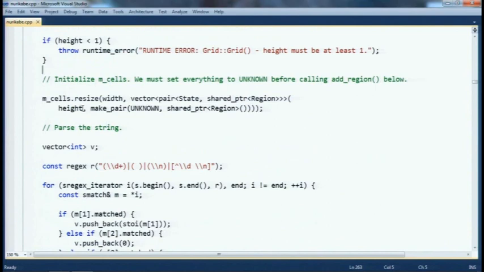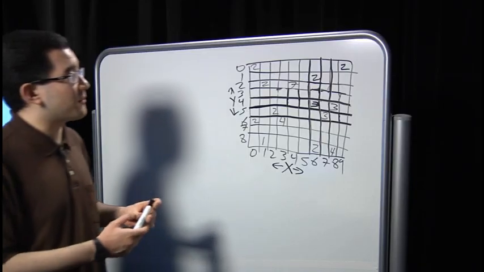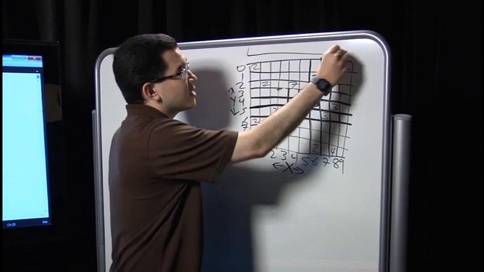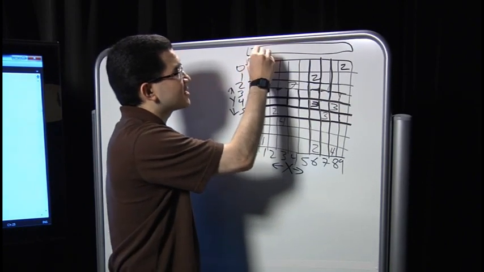Then I want to initialize my mcells data structure. This is the 2D grid that stores each cell, its state, and a shared put region that we saw. Because I know width and height are valid, I'm going to resize it. What this expression does is mcells is a vector of subvectors. I'm going to have width subvectors, and then each subvector needs to be height tall. So what I'm actually representing it as is this is mcells here, and each subvector is a column.